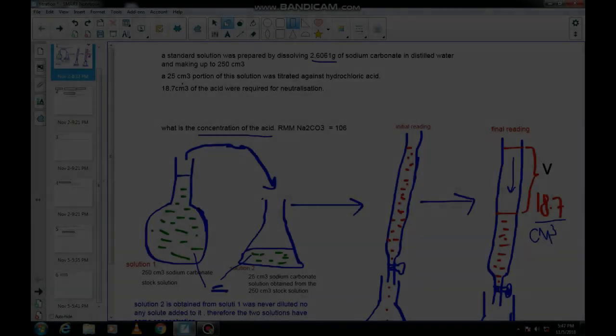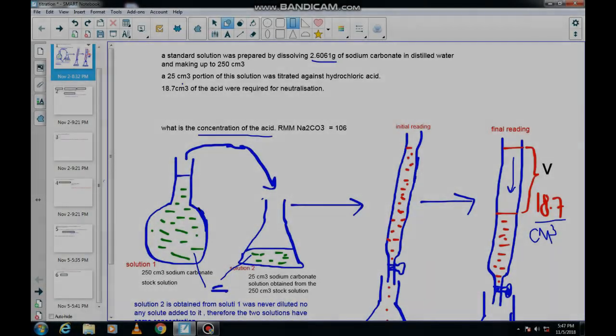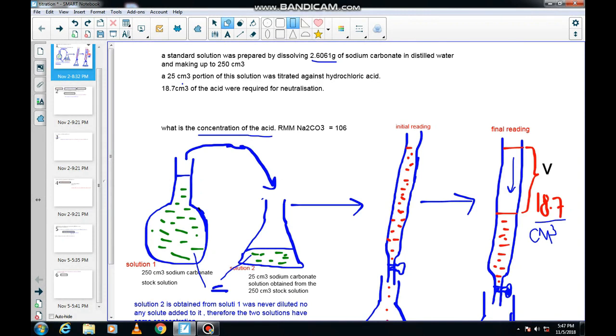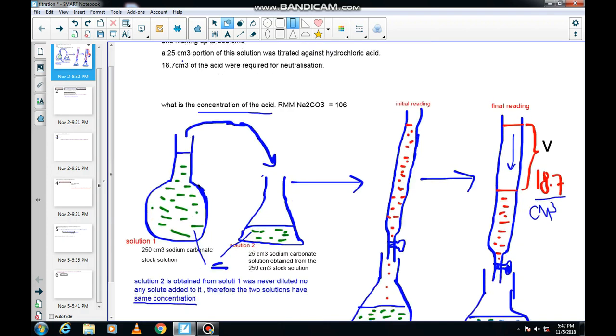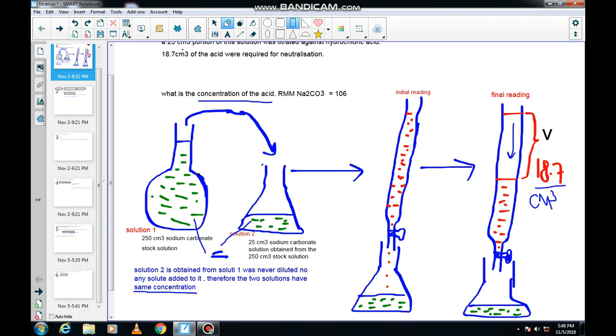The question says, a standard solution was prepared by dissolving 2.6061 grams of sodium carbonate in distilled water and making up to 250 cubic centimeters of solution. A 25 cubic centimeter portion of the solution was titrated against hydrochloric acid, and 18.7 cubic centimeters of the acid were required for neutralization. What is the concentration of the acid, given that the relative molecular mass of sodium carbonate is 106? These are the diagrams that try to simplify what is happening.